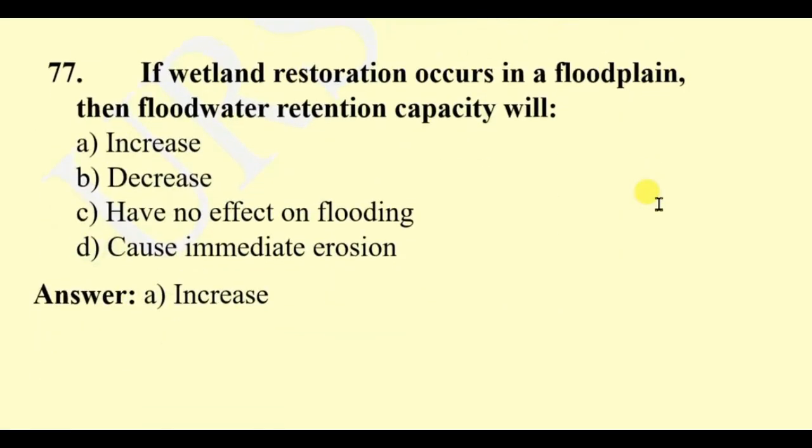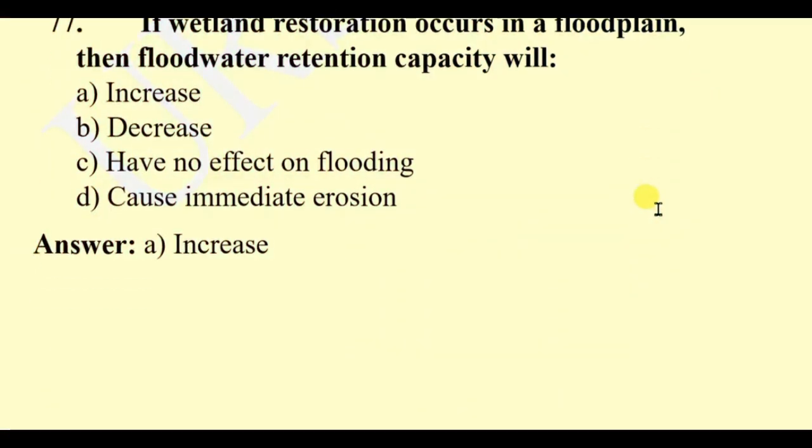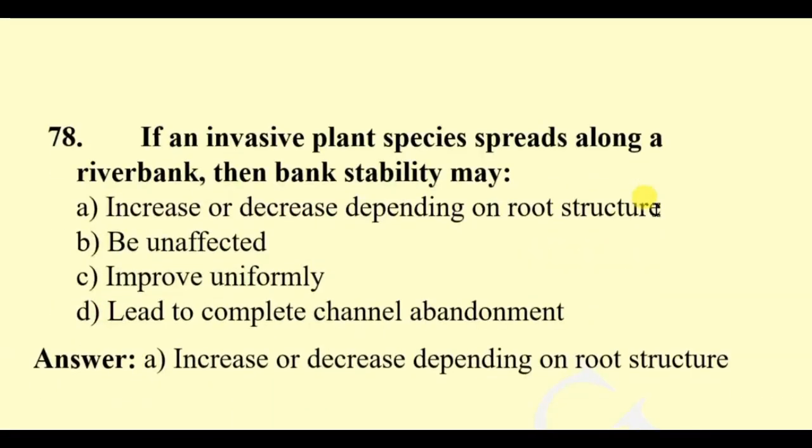Question 77. If wetland restoration occurs in a floodplain, then floodwater retention capacity will increase, decrease, have no effect on flooding, or cause immediate erosion. Here the right answer will be increase, meaning the floodwater retention capacity will be increased. Question 78. If an invasive plant species spreads along a river bank, then the river's bank stability may increase or decrease depending on root structure, be unaffected, improve uniformly, or lead to complete channel abandonment. The right answer will be increase or decrease depending on root structure.